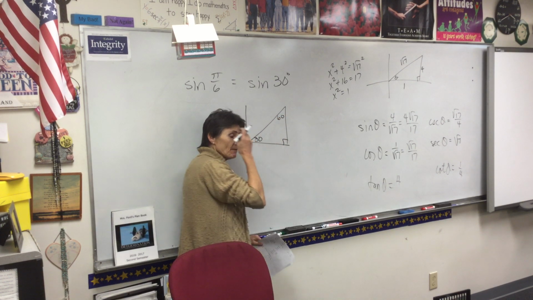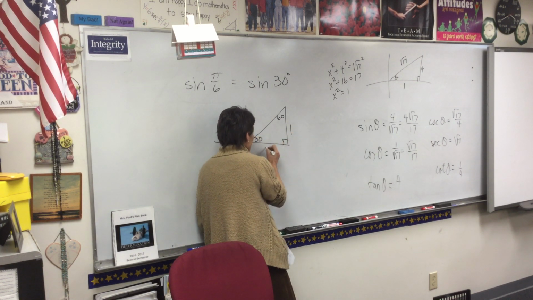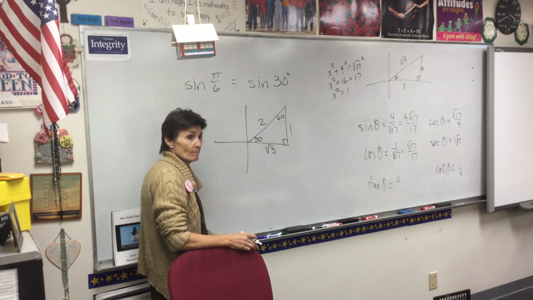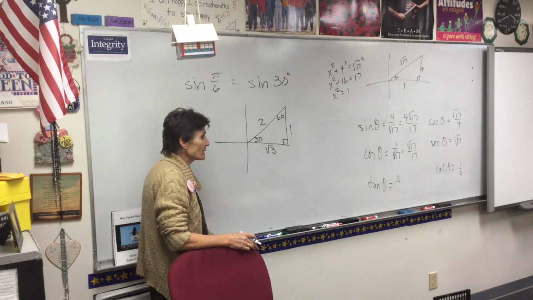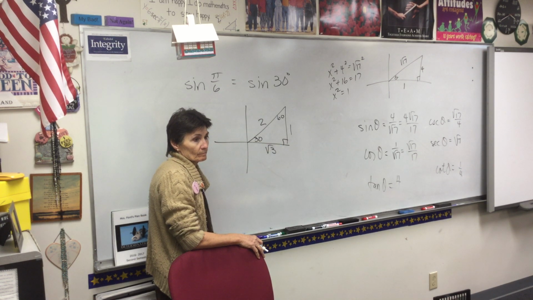Well, wait a minute. If it's a 30, 60, 90, I know this is 1, this is root 3, and this is 2. How do I know that? Because I'm memorizing it. Oh, yeah, gold sheet.